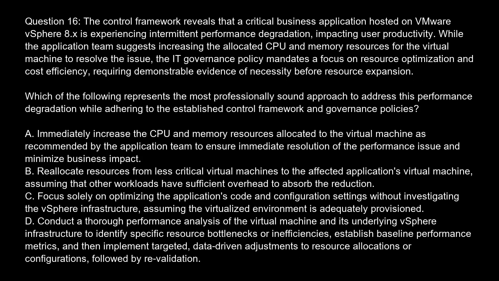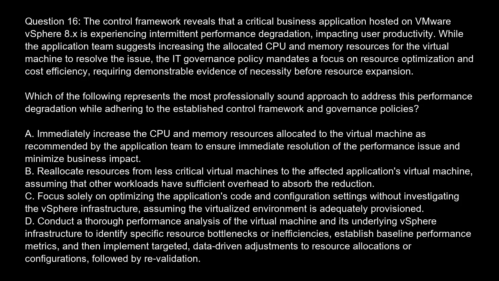Question 16. The control framework reveals that a critical business application hosted on VMware vSphere 8.x is experiencing intermittent performance degradation, impacting user productivity. While the application team suggests increasing the allocated CPU and memory resources for the virtual machine to resolve the issue, the IT governance policy mandates a focus on resource optimization and cost efficiency, requiring demonstrable evidence of necessity for resource expansion. Which of the following represents the most professionally sound approach to address this performance degradation while adhering to the established control framework and governance policies?